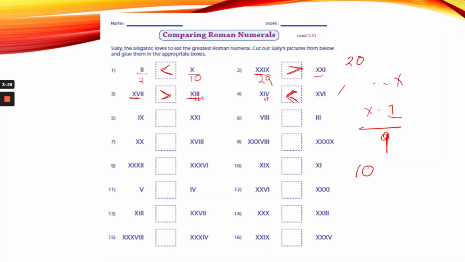Like this, the X is 10 and this is 1. So 10 minus 1 is 9. This is 9 and this is 21. So which one is the bigger one? 21, of course. So now the 6 to 16, these you have to do. You can do this at your home in your notebook.